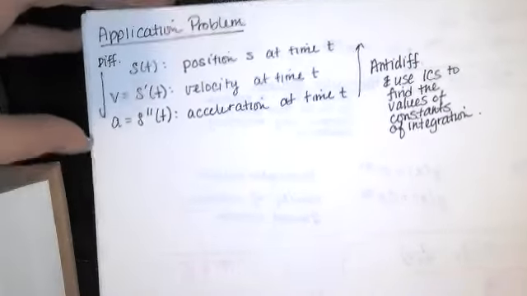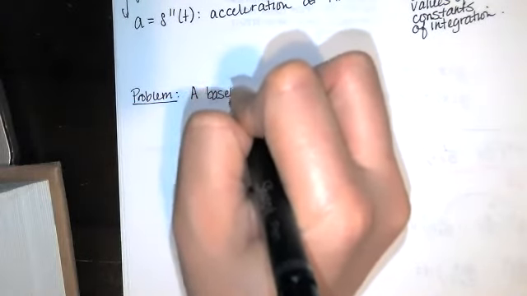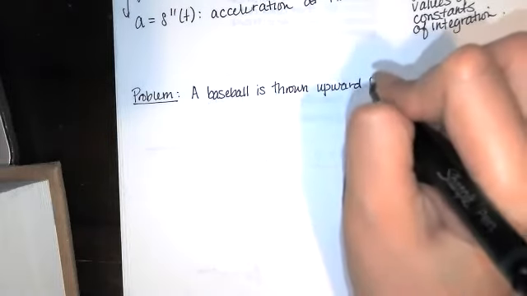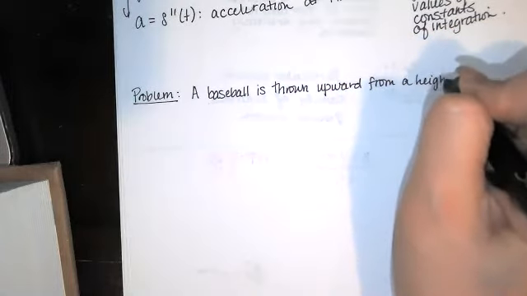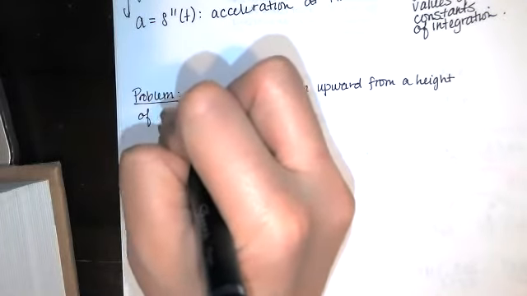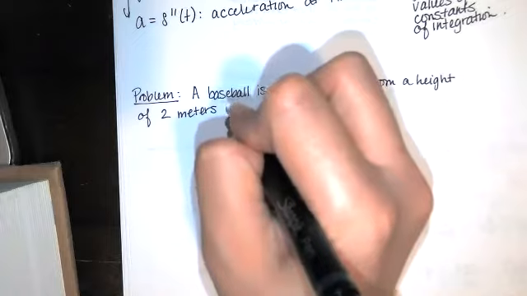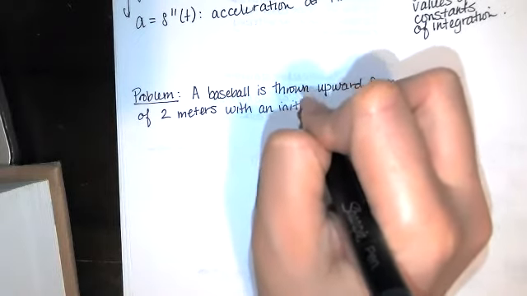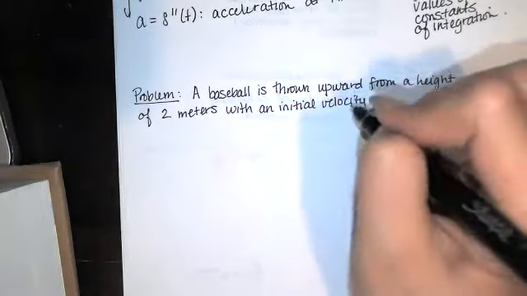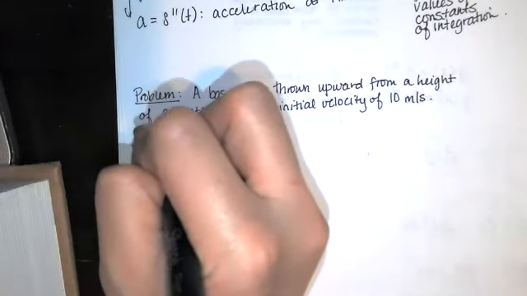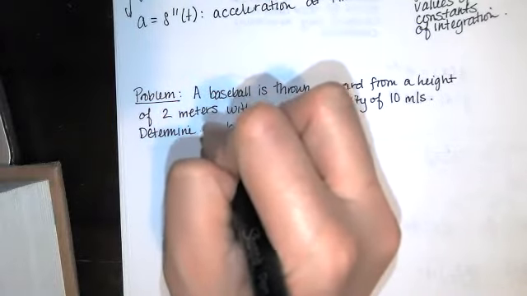Okay. So let's say this is our problem statement. A baseball is thrown upward from a height of 2 meters with an initial velocity of 10 meters per second. Determine the baseball's maximum height.